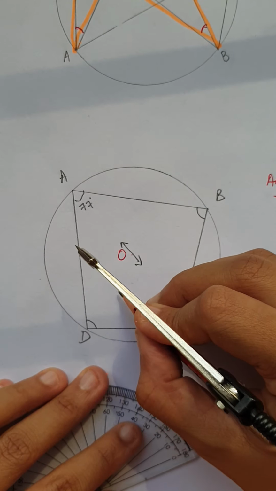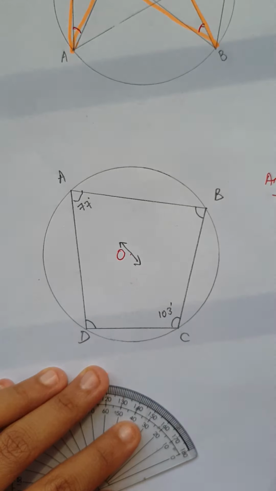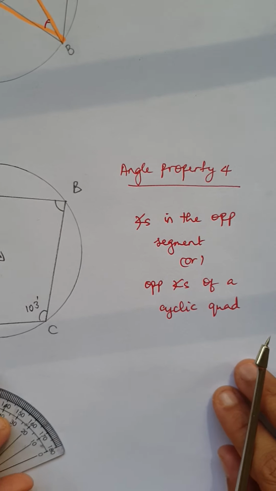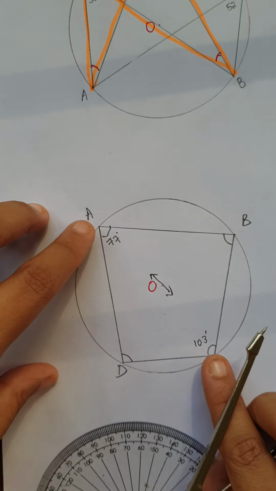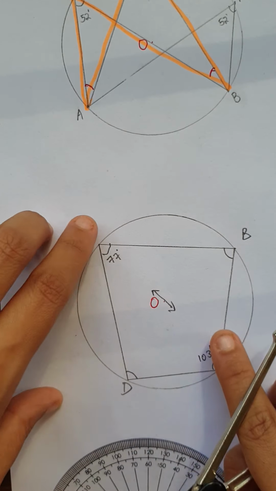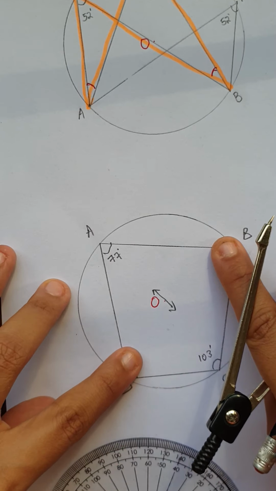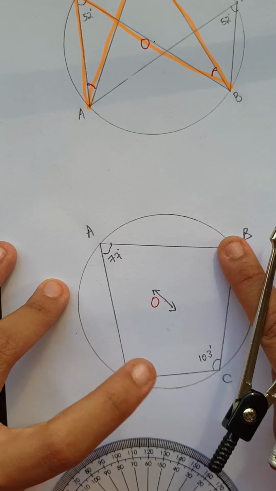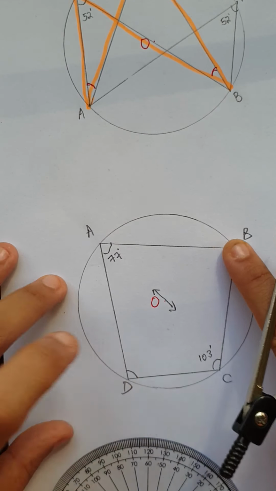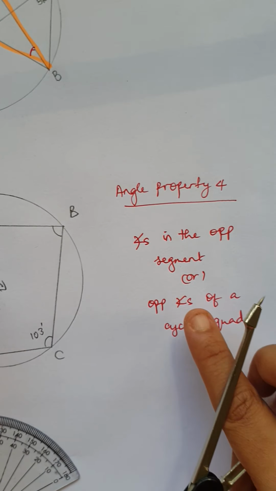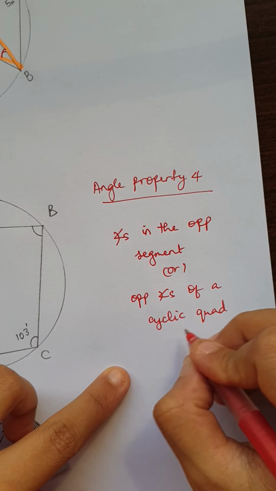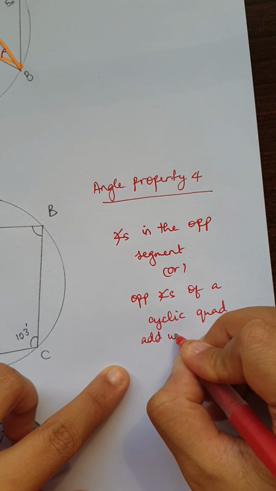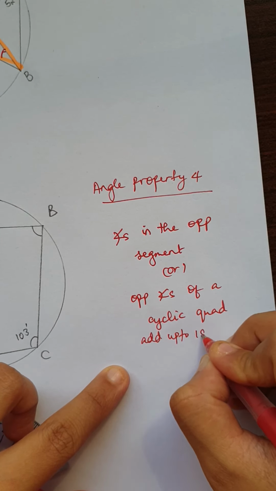So this is the property where the opposite angles of a cyclic quadrilateral add up to give you 180 degrees. This property is also called angles in the opposite segment. It's like from AC, I'm going this side, and from AC, I'm going this way. So the opposite angles, right? So this is the property: opposite angles of a cyclic quadrilateral add up to 180 degrees. So these are the 4 properties.